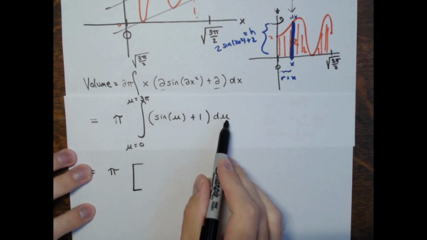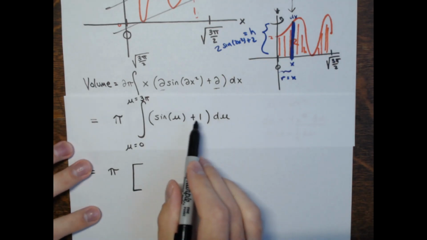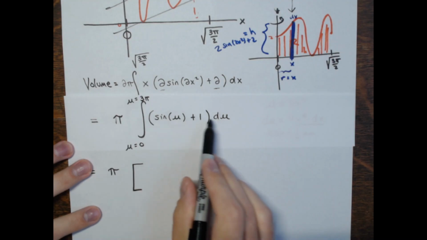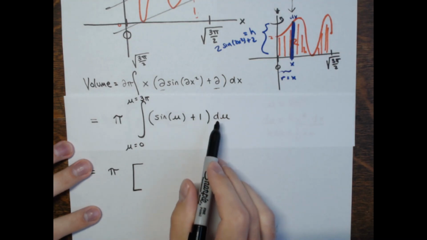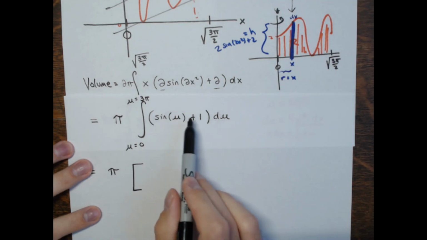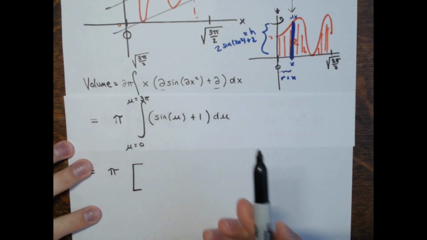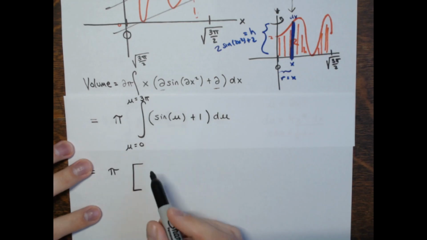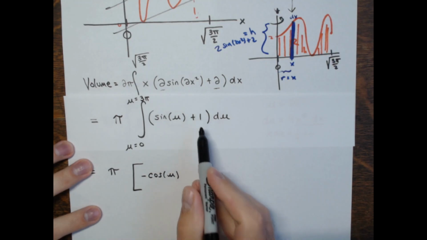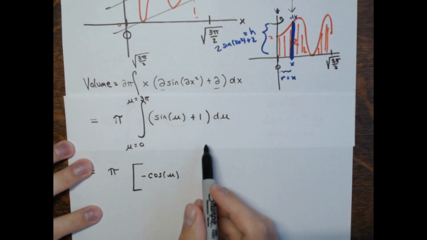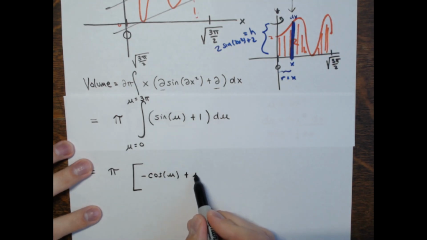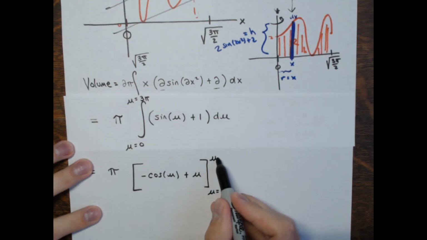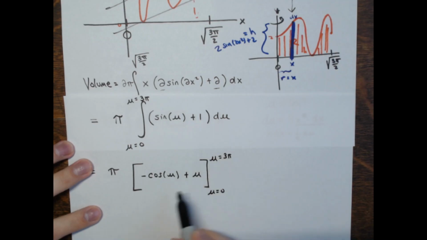remember these variables, right? I could replace this with any variable I want. So doing this integral is just like having x dx, even though it's not the same x as originally. So you treat it like normal. Antiderivative of sine of u would be negative cosine u. And then plus the antiderivative of 1 would be, normally x, but here the variable's u, right? So plus u. And we're going from u equals 0 to u equals 3 pi.